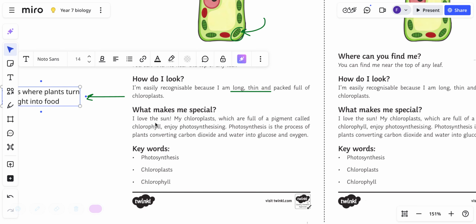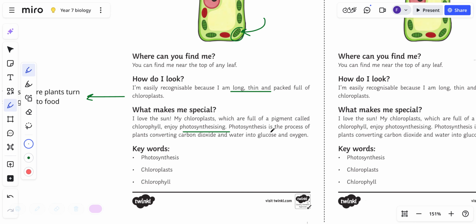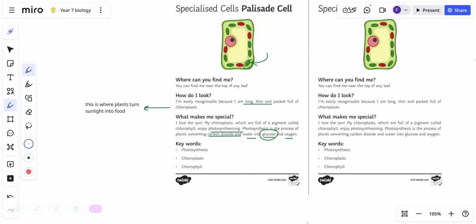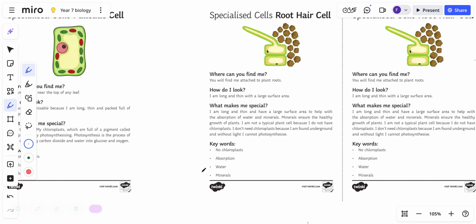What makes me special? I love the sun. My chloroplasts are full of a pigment called chlorophyll. A pigment means it's almost like a dye, a colour. That, and chlorophyll is used for photosynthesizing, right? Photosynthesis is a process of plants converting carbon dioxide and water into glucose and oxygen. Glucose is a sugar that we use as an energy source. The key words that are really important when it comes to palisade cells are photosynthesis, chloroplast, and chlorophyll.